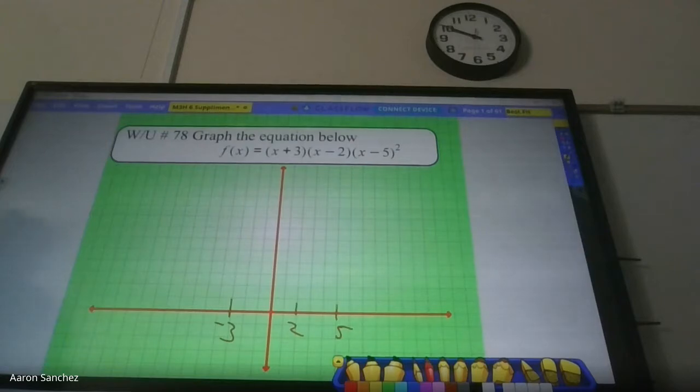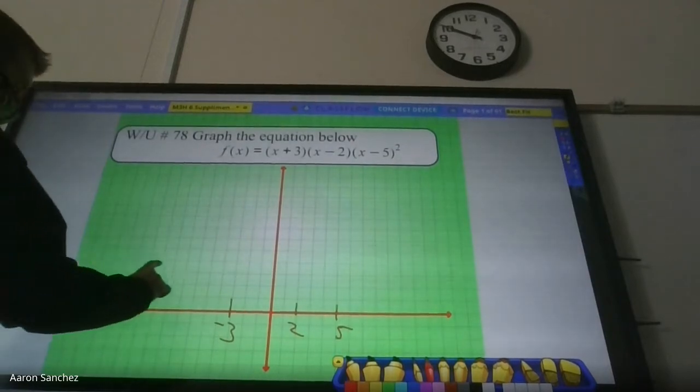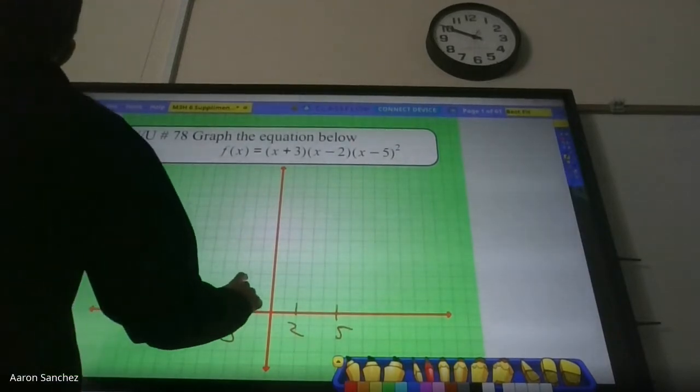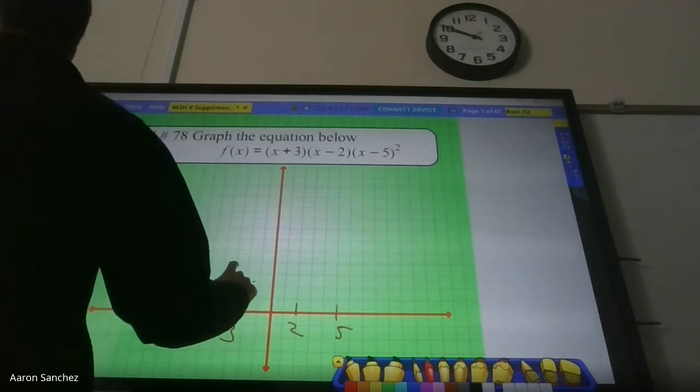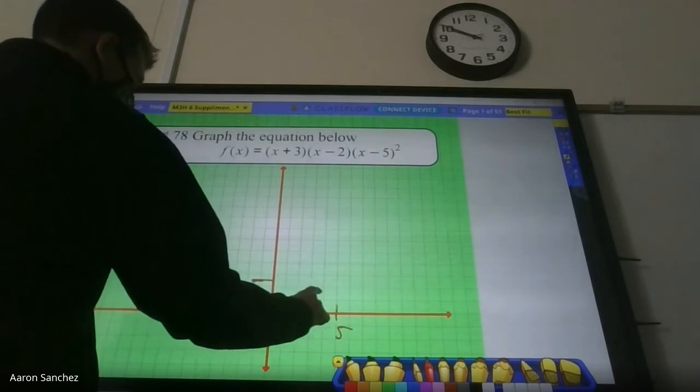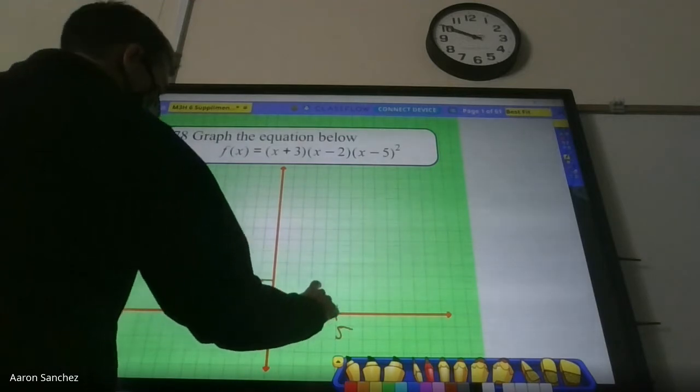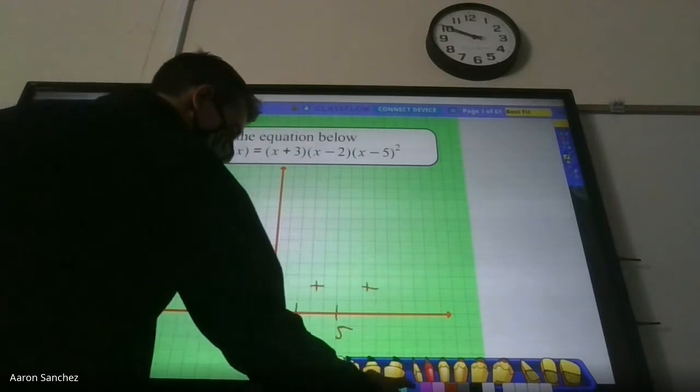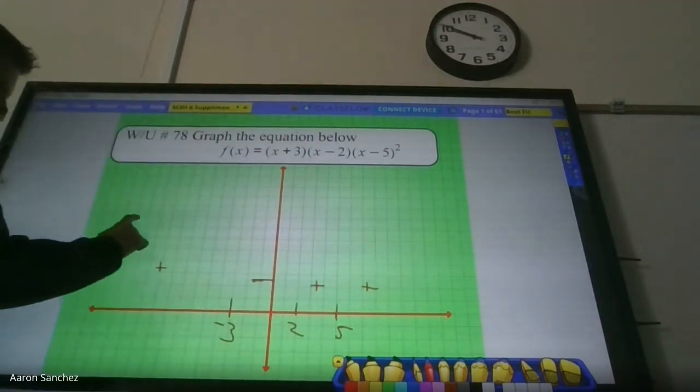I'm putting my zeros on here. Okay, so here is positive, right? Here is, what do we have? Positive. No, wait. Negative. That's negative all through here. In between here, we have positive, and we have positive. I'm going to do blue. So you got to hit your zeros.